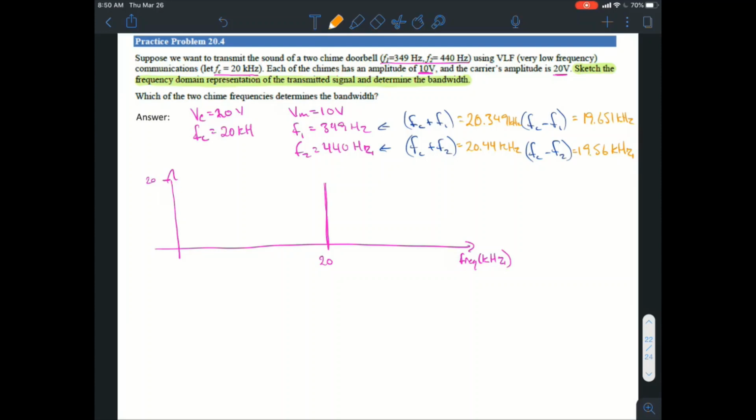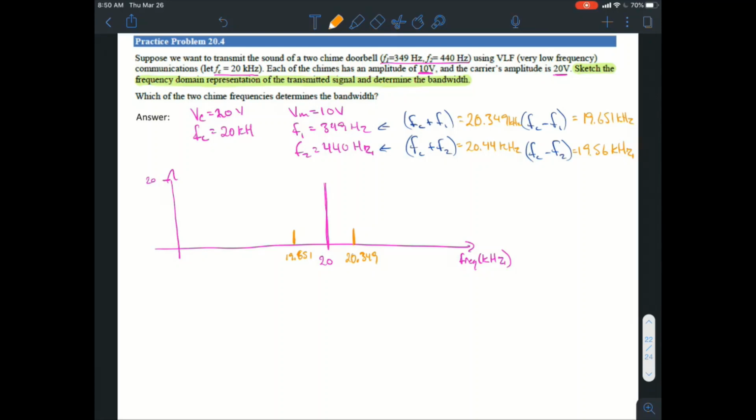So let's go ahead and plot our f sub 1 sidebands. We'll plot those in orange, and we're not going to try and keep this to scale, but we will keep it in order. So this will be our 20.349, and we'll have this over here. And we know these are all going to be the same height. We'll figure out what the magnitude of that's going to be in a second. We're going to call this 19.651.